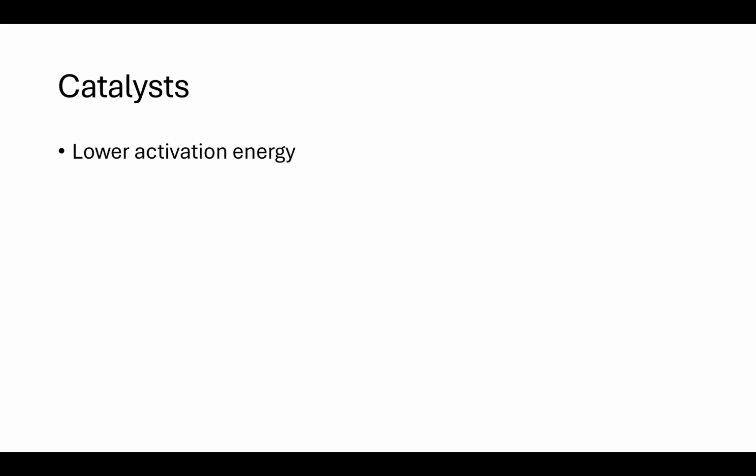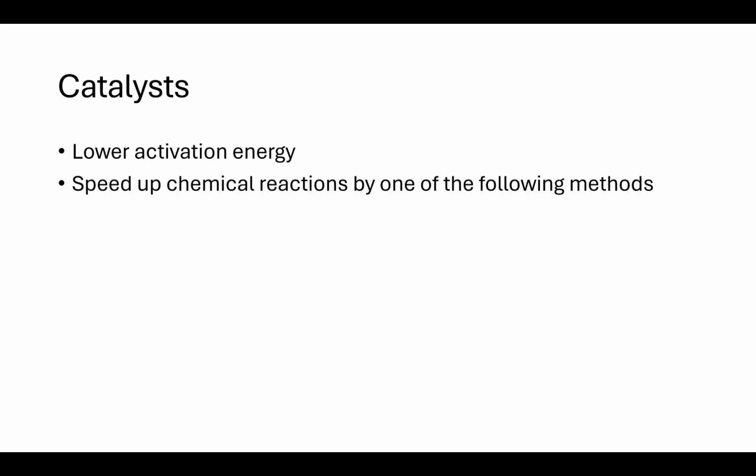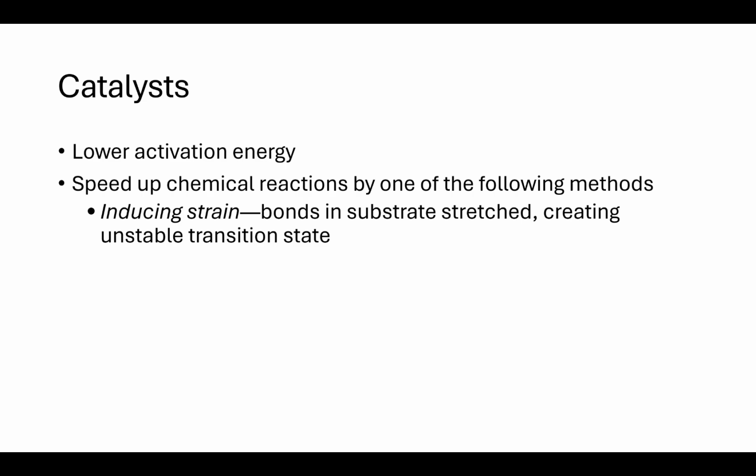So I've talked about catalysis or catalysts a couple of times. What do they do? They do a couple of things. They lower activation energy and they speed up chemical reactions. And they do this by one of a number of methods. They can, if they're breaking down, especially a larger molecule, induce strain in a bond where they kind of stretch that bond and create what is called an unstable transition state. So a transition state is kind of part of the way between substrate and product, but it's not stable. So that's why it will very quickly turn from a substrate into a product.